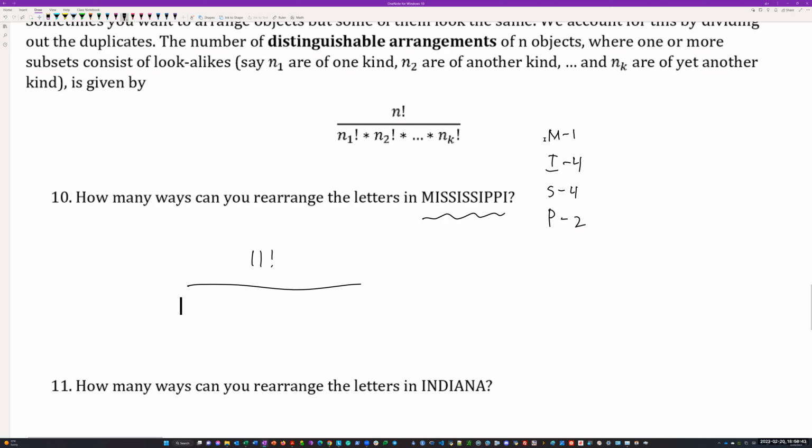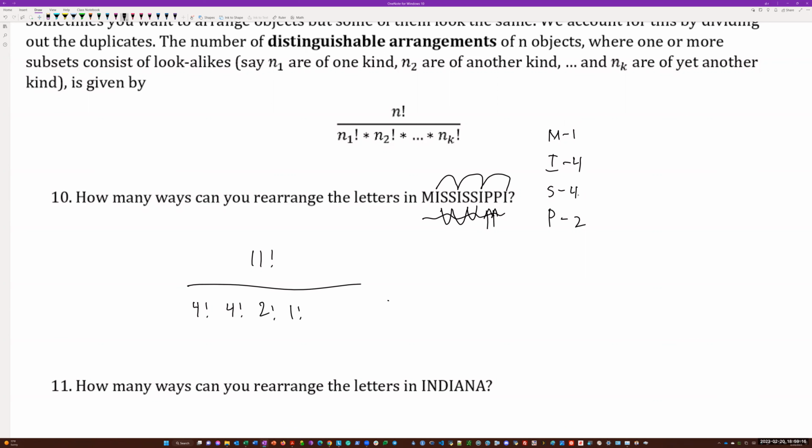Now, some of these things repeat, so I can't reorder them anymore. I can't reorder these I's. There will be 4 factorial ways that I would have been able to change them before. They don't do anything if I switch these. I can't switch these S's with each other either. There's 4 factorial ways that I would have been able to do that. The P's, there's 2. And then you could even write the M here, that there's 1 of these. And that's still correct. Does that make sense?